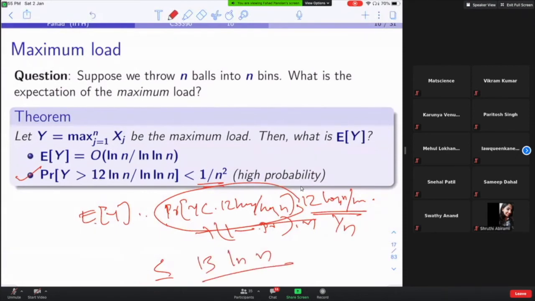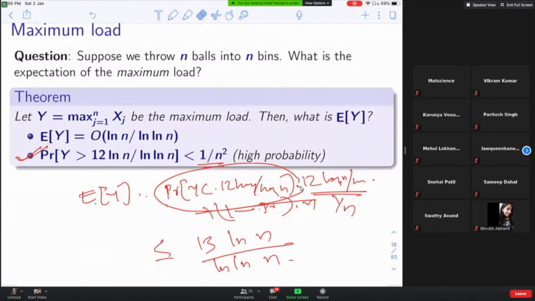Log n divided by. Is this clear? Assuming I proved this one, then the expectation of y is this quantity. Is that clear? If not, I will explain it again. Please let me know. So how this 12? Okay. Maybe.